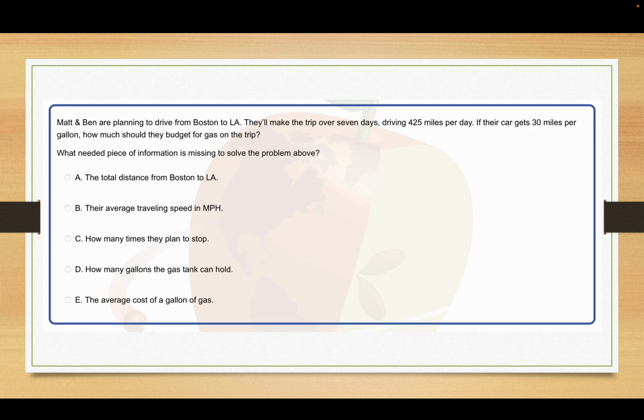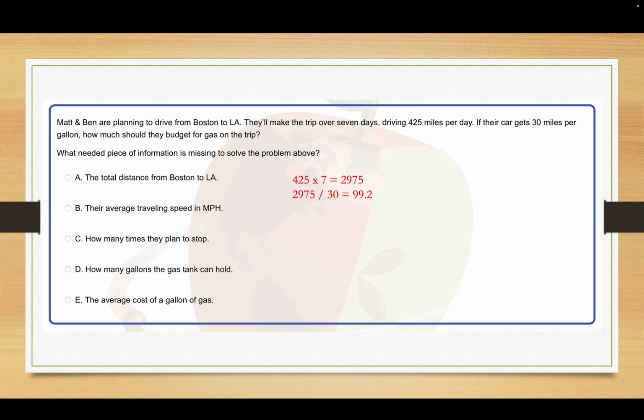Give it a shot. Okay, so what do we have here? Let's work with the information. Well, the first thing is you average 425 miles a day for 7 days. So that means you go a total of 2,975 miles. Now, you get 30 miles per gallon, so you divide that distance, 2,975, by 30, and that gives you 99.2. That means you need 99.2 gallons to finish the trip.